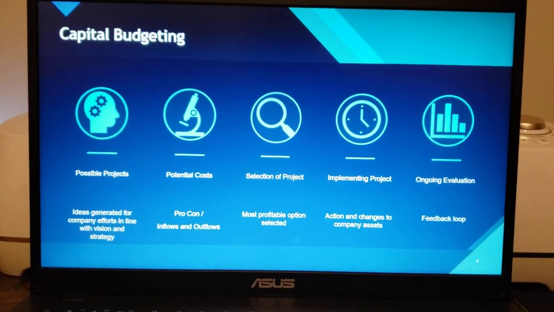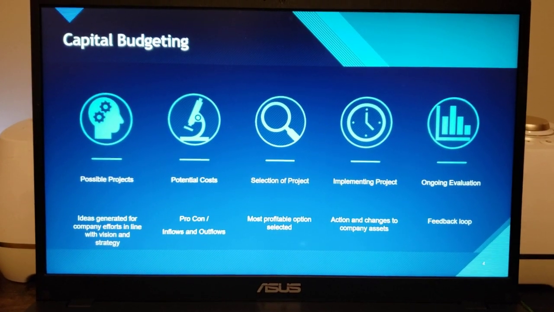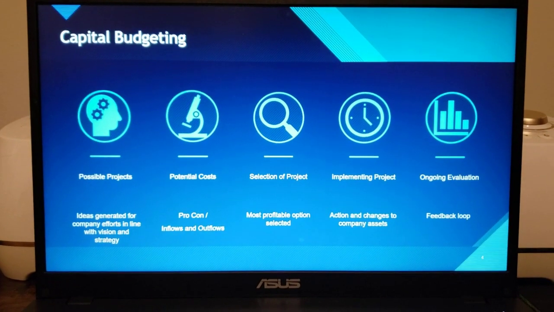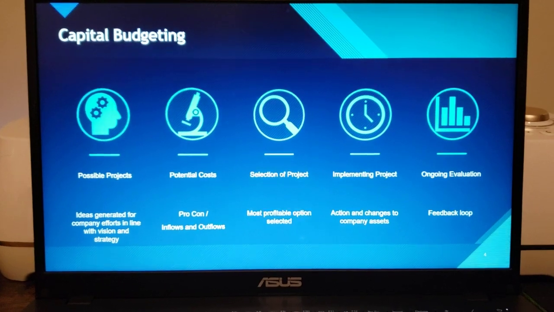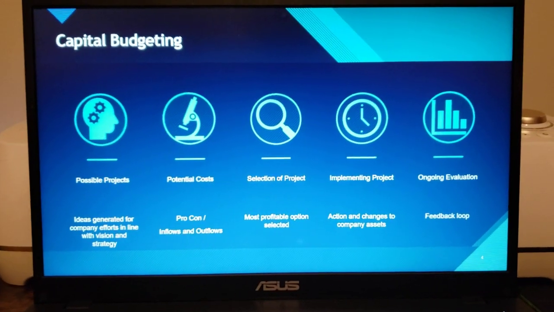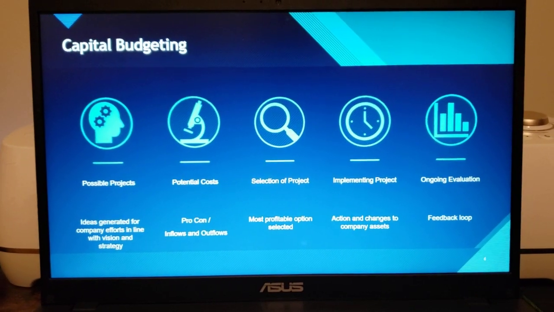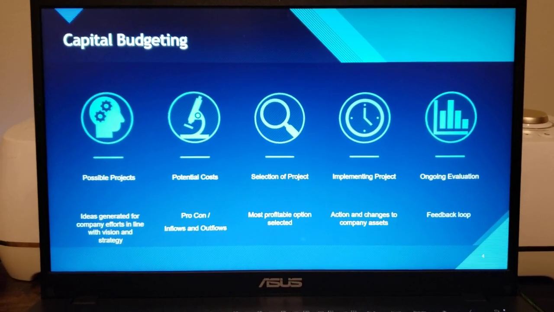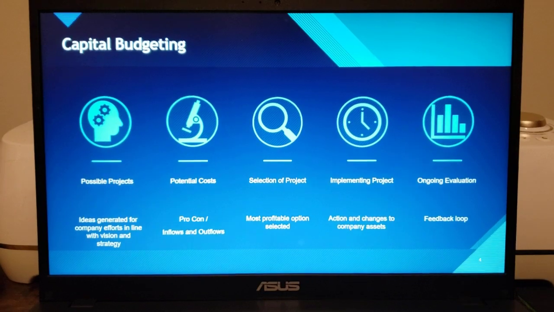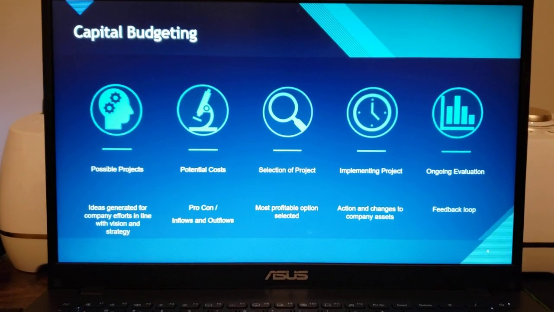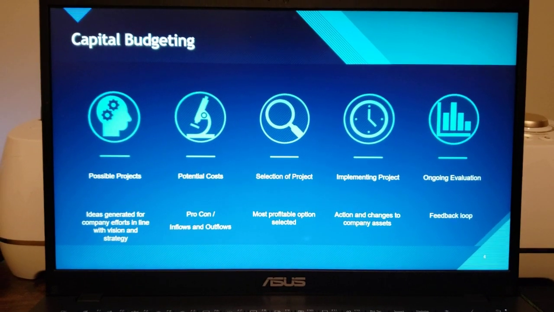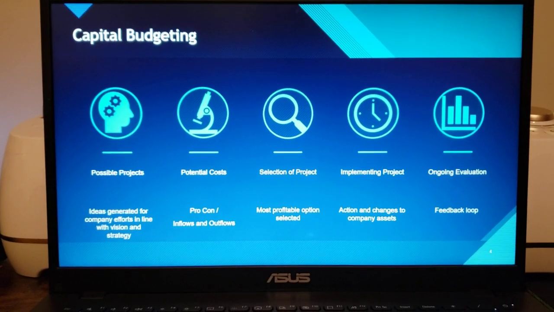There are generally 5 steps to capital budgeting. So you're going to do the idea generation for company efforts that are in line with the vision and strategy. So they're going to come up with what is the company's goal. If the company wants to focus on AI stuff, then they're going to put that into their strategic planning. The potential costs, this is where all the analysis is going to go, the pros, cons, inflows, outflows, all the analysis. So that is the sensitivity analysis or the other versions.